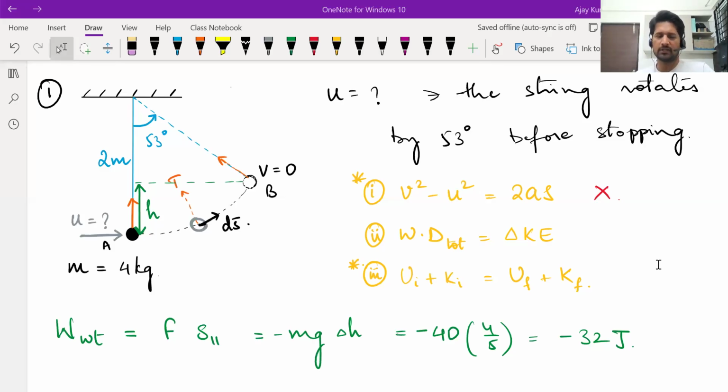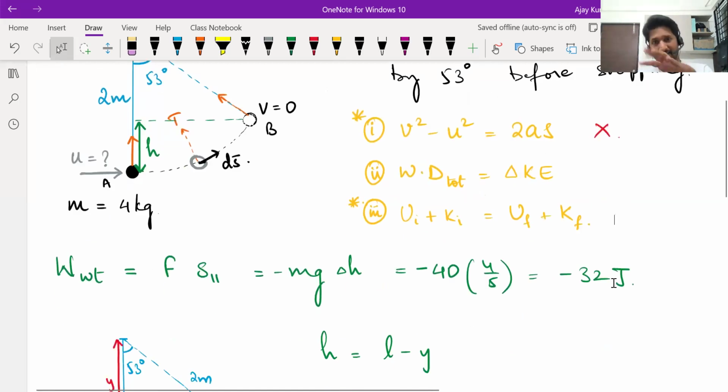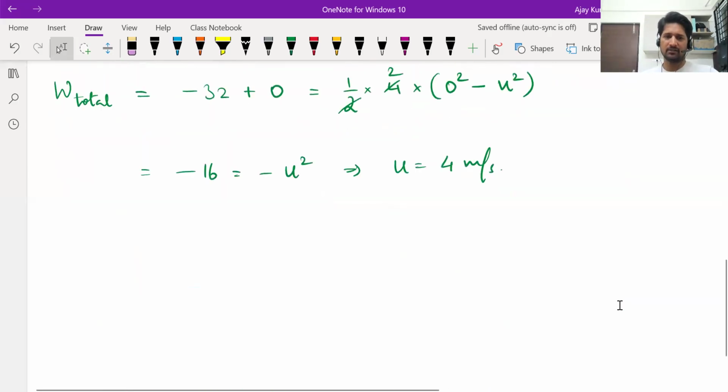Which of them is doing work? Weight. Is weight a conservative force or a non-conservative force? Conservative force. Gravity, conservative. So the only force doing work on it is a conservative force. So there's no question of non-conservative forces doing work in this case. Therefore, mechanical energy conservation is also applicable. Let us try to solve it that way.